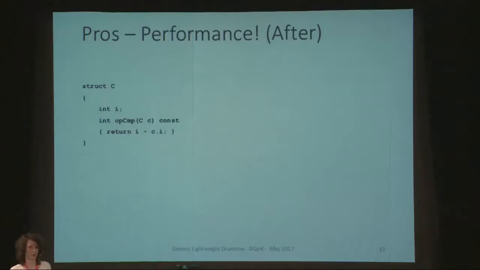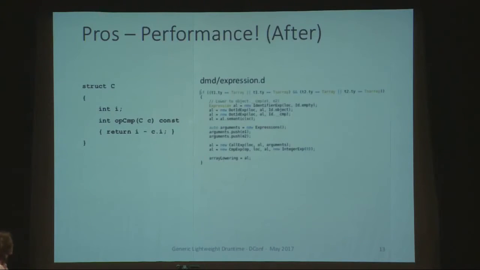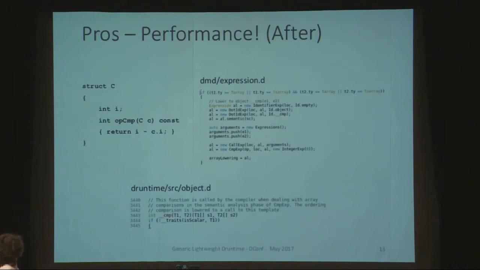So what happens now? The same array of structs. We have this code in DMD, which during the semantic phase lowers our compare expression to the template, and that's it. The template then does the foreach. It calls directly the operator which is overloaded, and we got rid of at least two indirections. So that's where the speedup comes from.